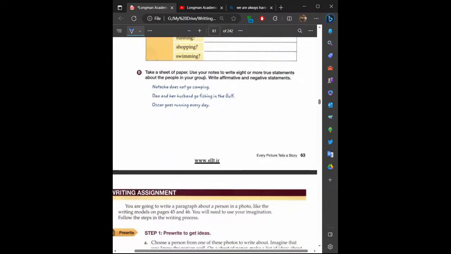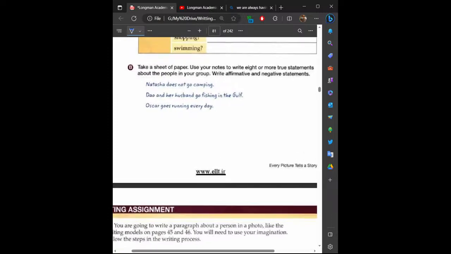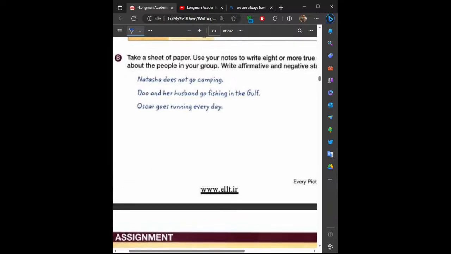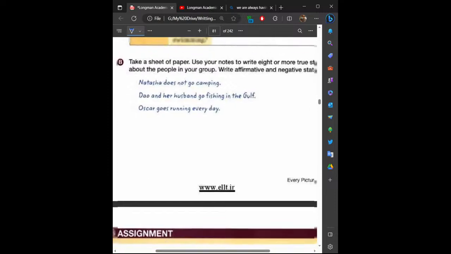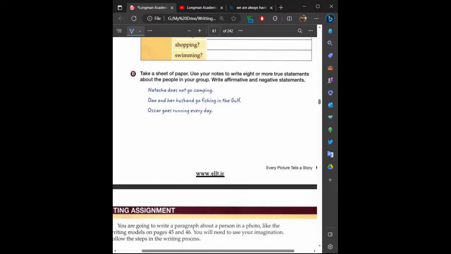Take a sheet of paper. Use your notes to write 8 or more true statements about the people in your group. Write affirmative and negative statements. Natasha does not go camping. Doll and her husband go fishing in the Gulf. Oscar goes running every day. So these are the sentences. We could write some more affirmatives to these.